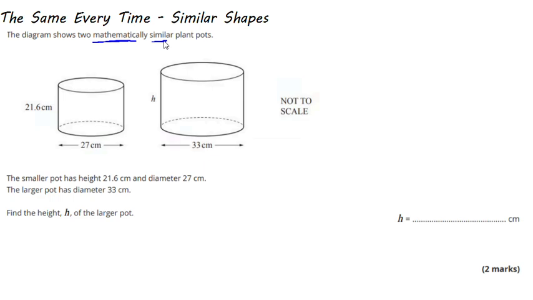So we need to look for the scale factor. So what am I multiplying by to go from the smaller shape to the bigger shape? I take two measurements or two sides with measurements that are the same side or the same measurement. It's the diameter in this case. And the larger divided by the smaller will give me the scale factor. So 33 divided by 27.